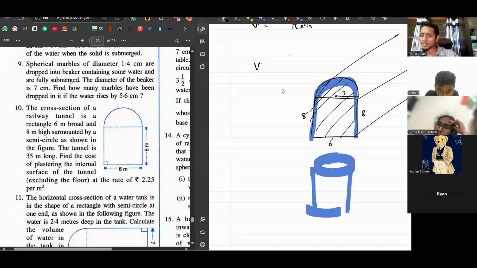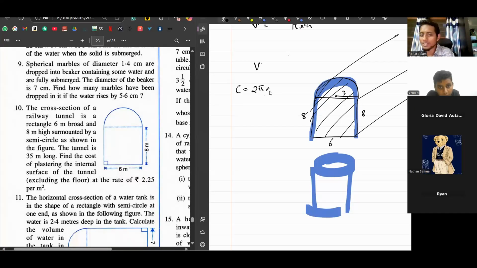What's the formula? See, this is a half circle. So what will be the circumference of this half circle? Circumference formula is 2 pi r, that is for full circle. But this is half circle, so that will be just pi r. Pi's value is not given, so that means 22 upon 7 into 3. That will give you the length of this half circle. So you have 8 plus that value plus 8, that will give you the full length. And multiply that with 35, you will get the total curve surface, total surface area inside, internal surface area.